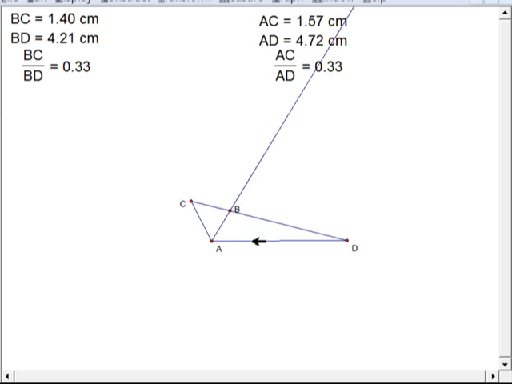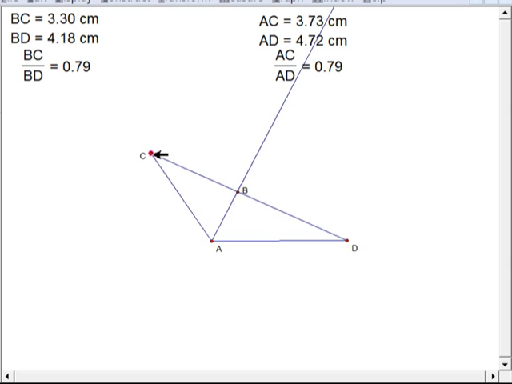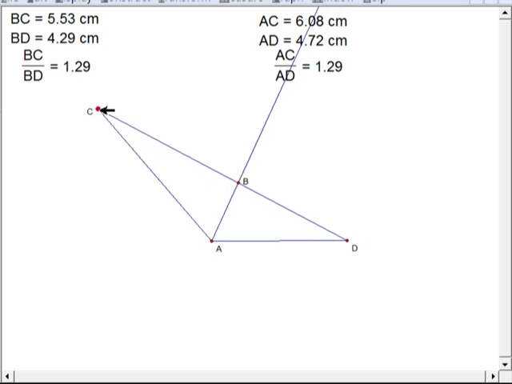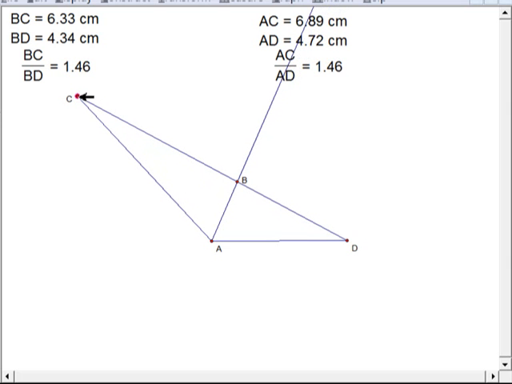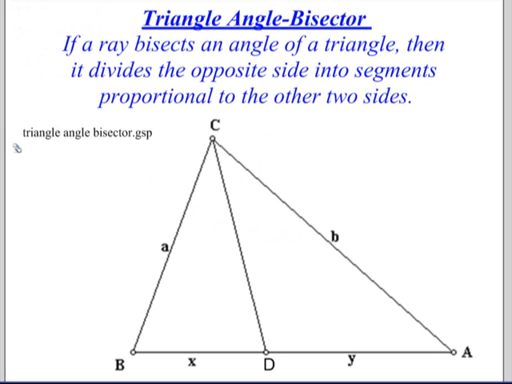Let me just try to show you what I mean by that. So if you just sort of follow AC for a second, if I take point C and I drag it and make AC longer, what happens to BC? Well, it also has to get longer, proportionally so. So if AC is really long, BC has to be really long. If AC gets shorter, then BC has to get shorter. And so that is the relationship when you have an angle bisector in a triangle.